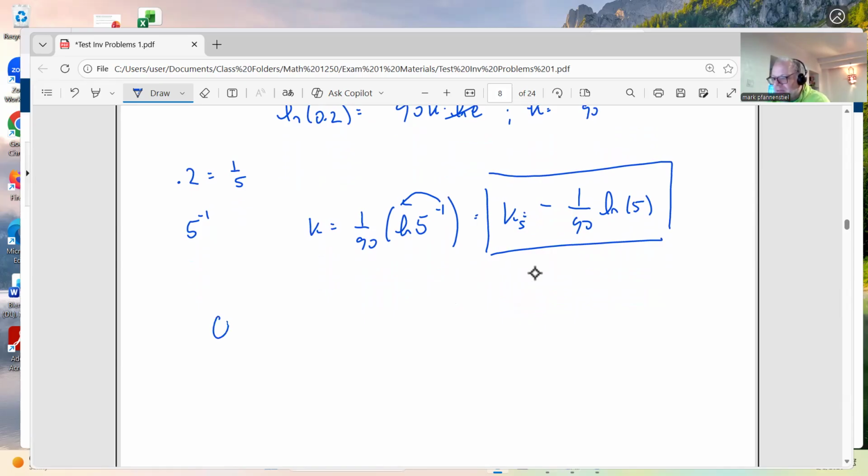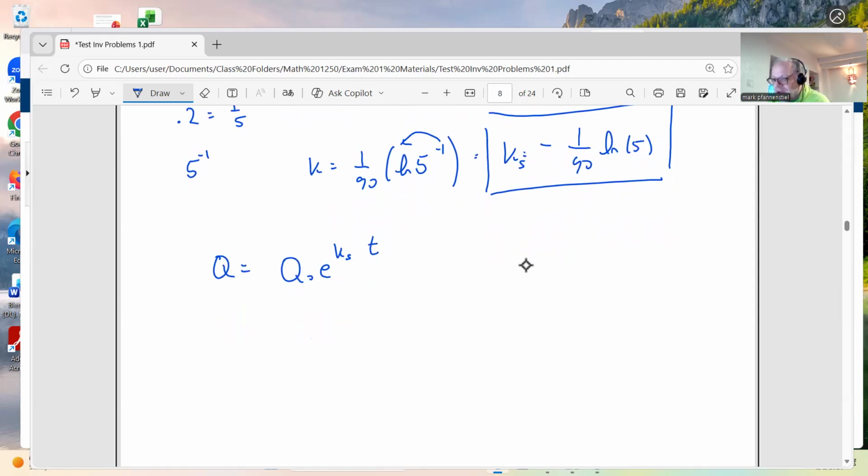So we're going to say we have Q equals Q sub 0 e to the k sub s t, and we're solving for t. Well, how much do I have left? It's the half-life. I want to know when half of it is left. So half of Q sub 0 is equal to Q sub 0 e to the k sub s times t. I'm going to divide both sides by Q sub 0 right off the bat, so I can get rid of that initial amount. And we're going to have 1/2 equals e to the k sub s t.